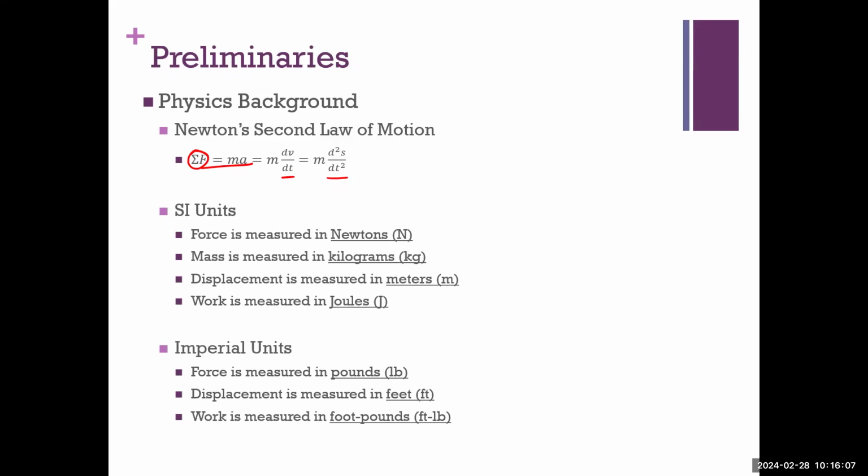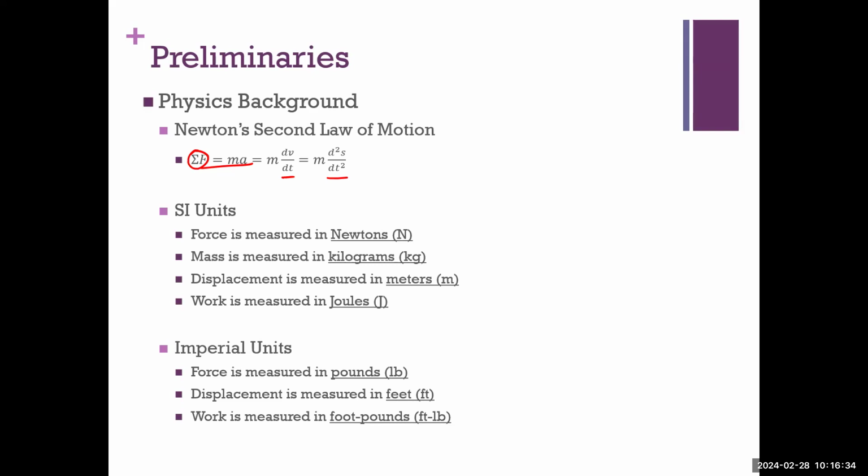So sometimes you might hear them called the MKS units because all the units are based in meters, kilograms, and seconds. There are other units, but they're all kind of cobbled together from those things. We'll also talk about things in imperial units. So force is typically measured in pounds or tons or things like that. Displacement is measured in feet, and work is measured in foot-pounds.